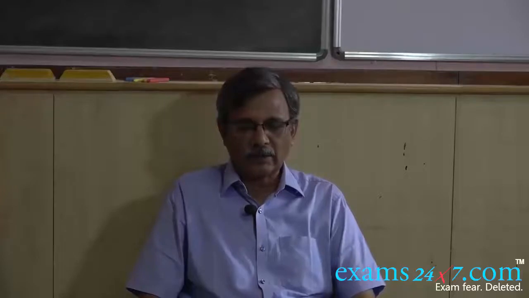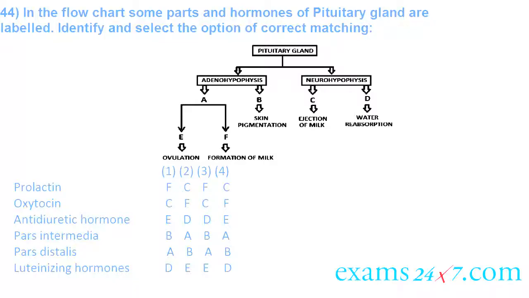And here they have mentioned A and B. We have to identify what is this A and B. The A is the region that secretes E and F, responsible for ovulation and formation of milk. Then it must be pars distalis. A must be pars distalis, note down. And E responsible for ovulation, so it must be luteinizing hormone. F, formation of milk, it must be prolactin hormone, also called lactogenic hormone or luteotrophic hormone.